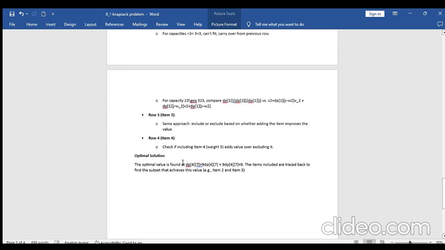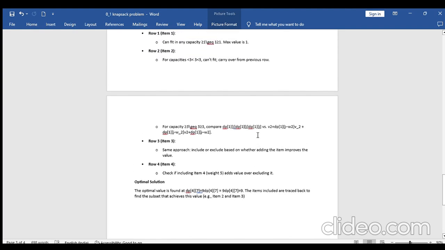and the optimum solution will be reached in this situation at dp[4][7], where the value is 9. The items included are tracked back to find the subset that achieves the value. So items 2 and 3 provide an optimum value of 9.